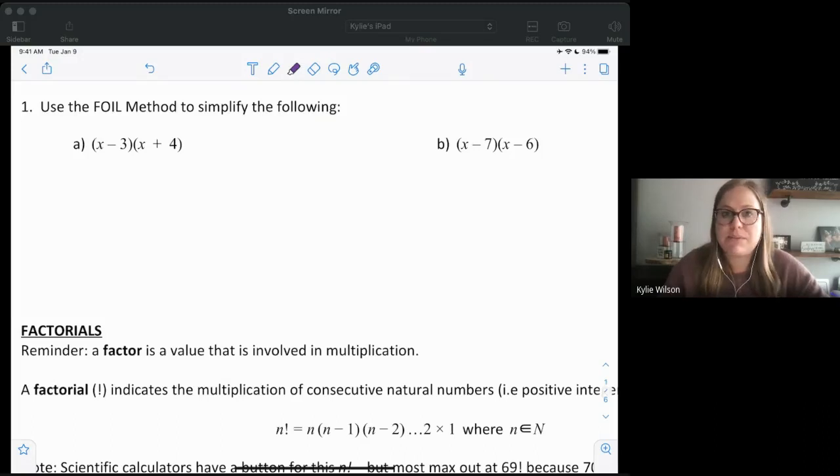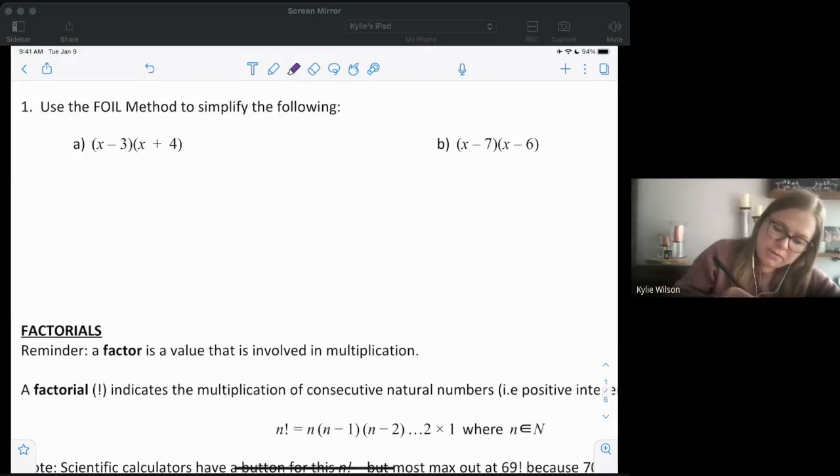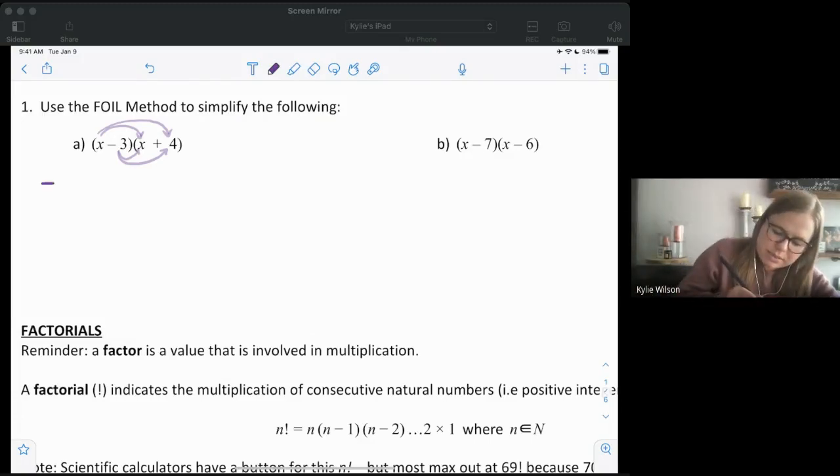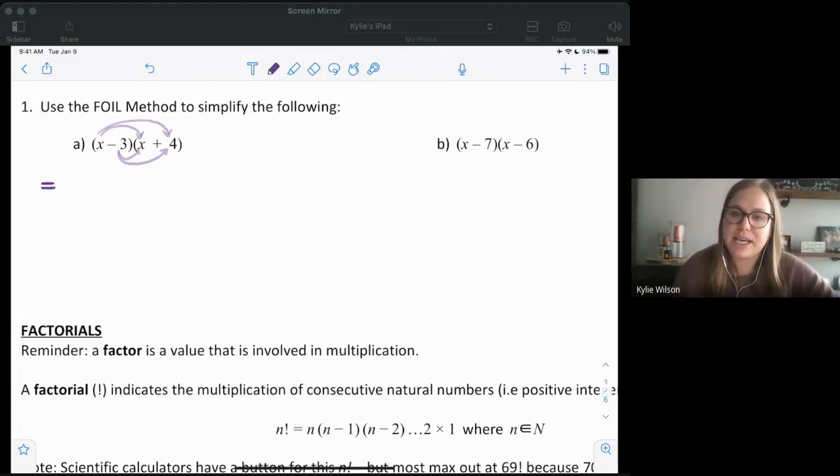Now, some people may be familiar with the acronym FOIL, and what this stands for is first, outside, inside, last. I personally like to draw the arrows. It just helps me to ensure I don't miss any, but if you like to use the acronym FOIL, absolutely works. We just need to make sure that we do all of that multiplication.